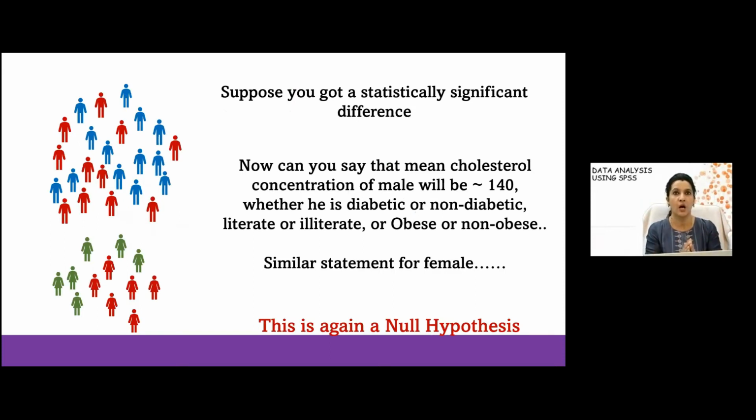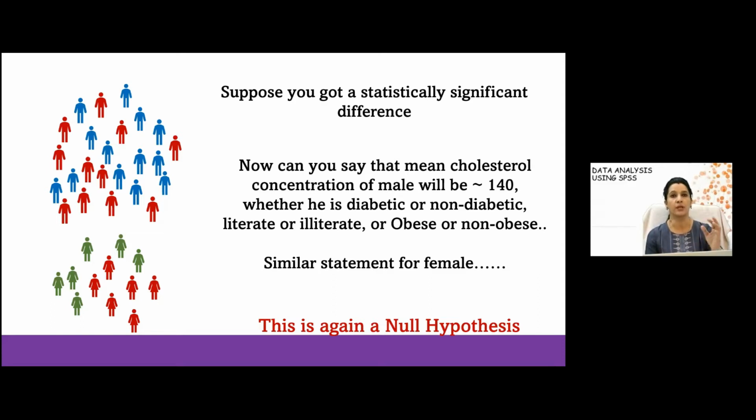Now if I want to study the effect of another variable, maybe the status of diabetes. So if I want to say whether a non-diabetic male or a diabetic male will have the same blood pressure mean, or if I want to study the effect of literacy, literate versus illiterate, or maybe another variable, that is obesity, obese versus non-obese, and a similar statement for females.